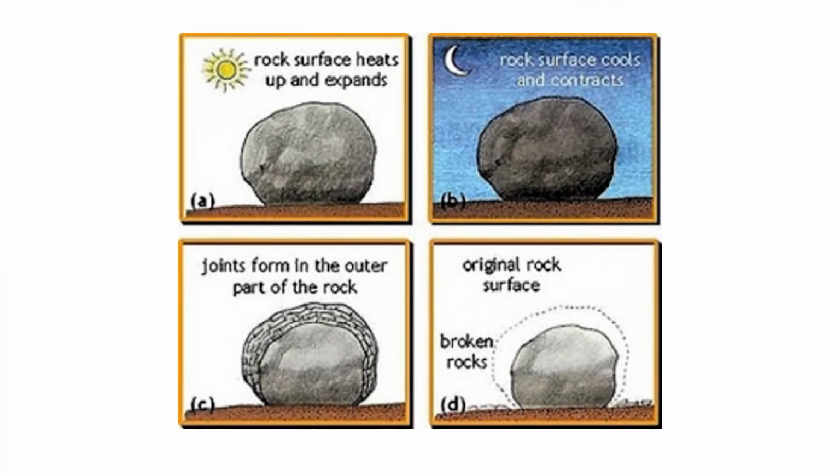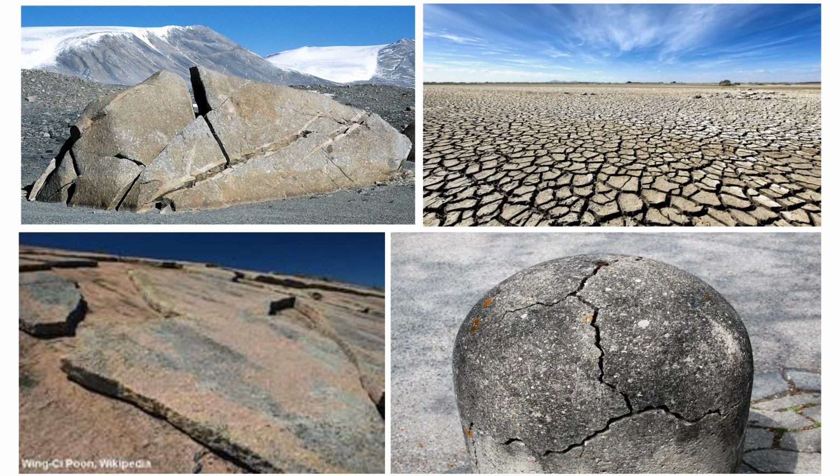This illustration summarizes the process called freezing and thawing. And these are real examples of physical weathering. Physical weathering, please remember, can happen in different places.